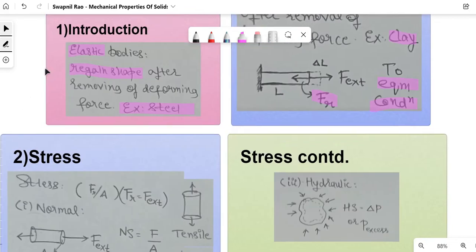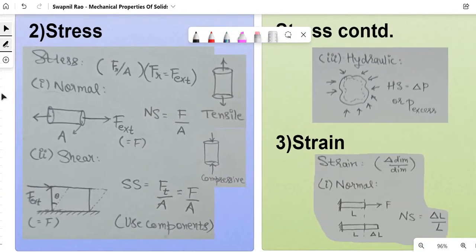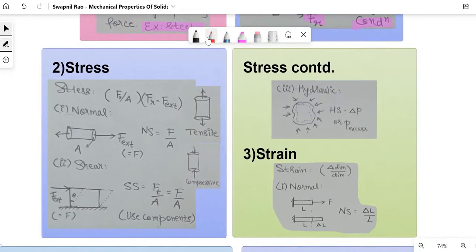Now I'll be moving on to the next part, which would be stress and strain. So this would be something which typically is an important part of the chapter, along with a couple other things, of course. So stress in general, the definition is restoring force by area. It is not just force by area, it is restoring force by area. And typically in elastic bodies, the restoring force would be equal to the external force applied.